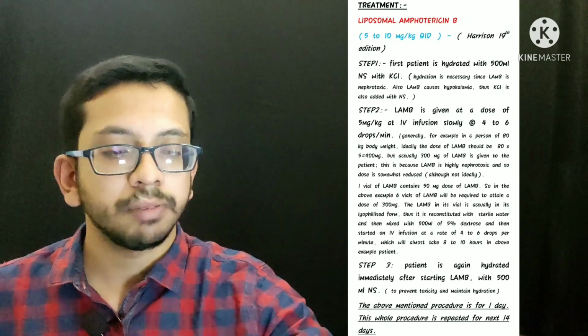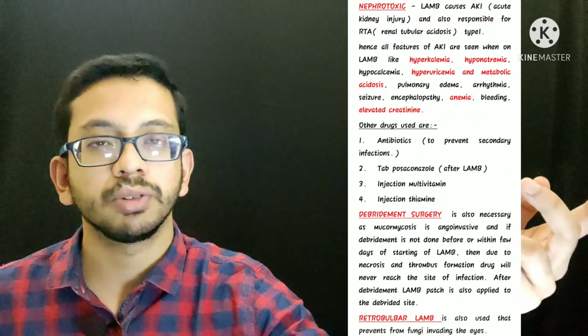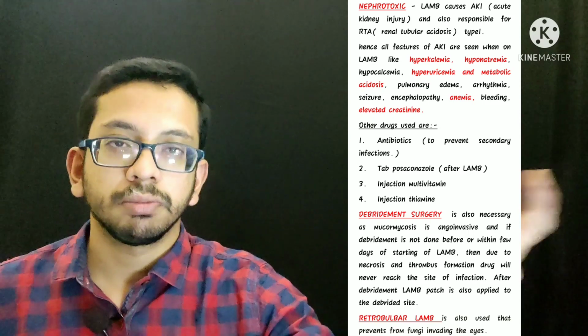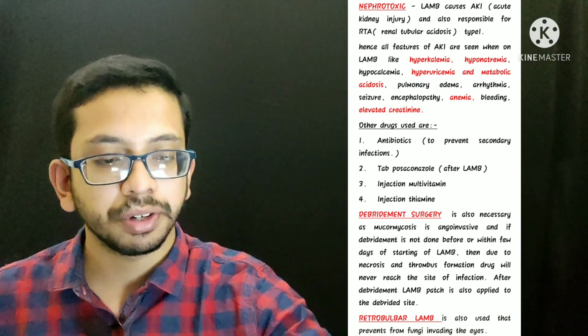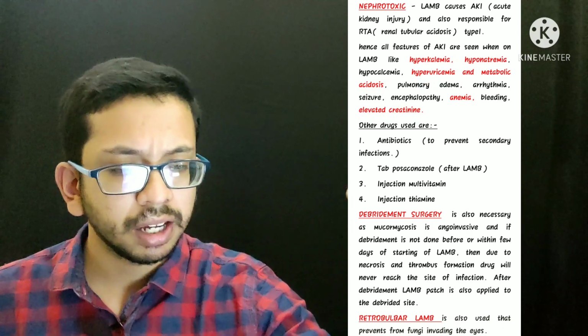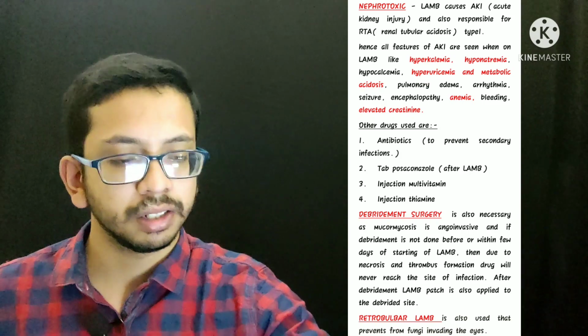What are the side effects of LAM? The main is nephrotoxicity. It causes acute kidney injury and also renal tubular acidosis type 1. So what are the features of AKI? AKI features are hyperkalemia, hyponatremia, hypokalemia, hyperuricemia, metabolic acidosis, anemia, elevated creatinine, and others.